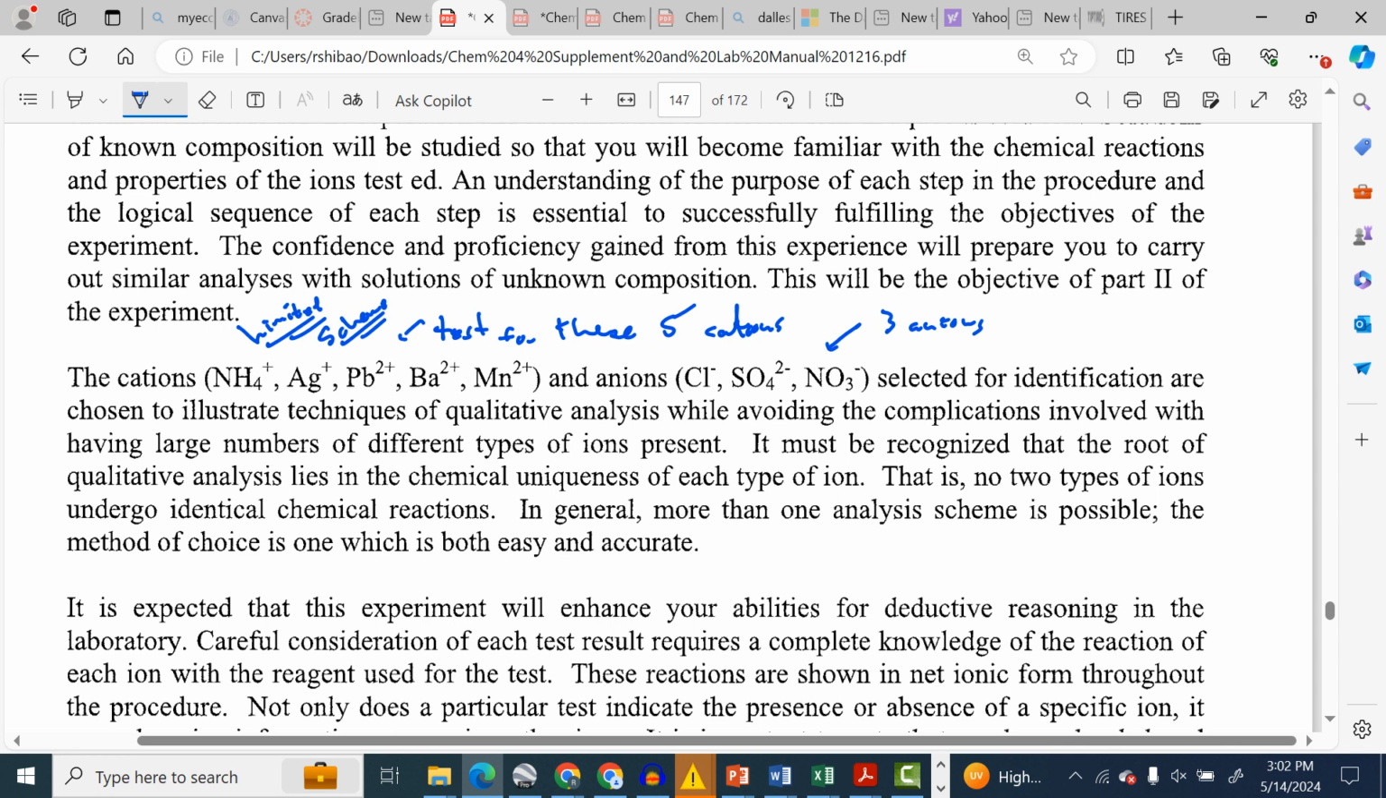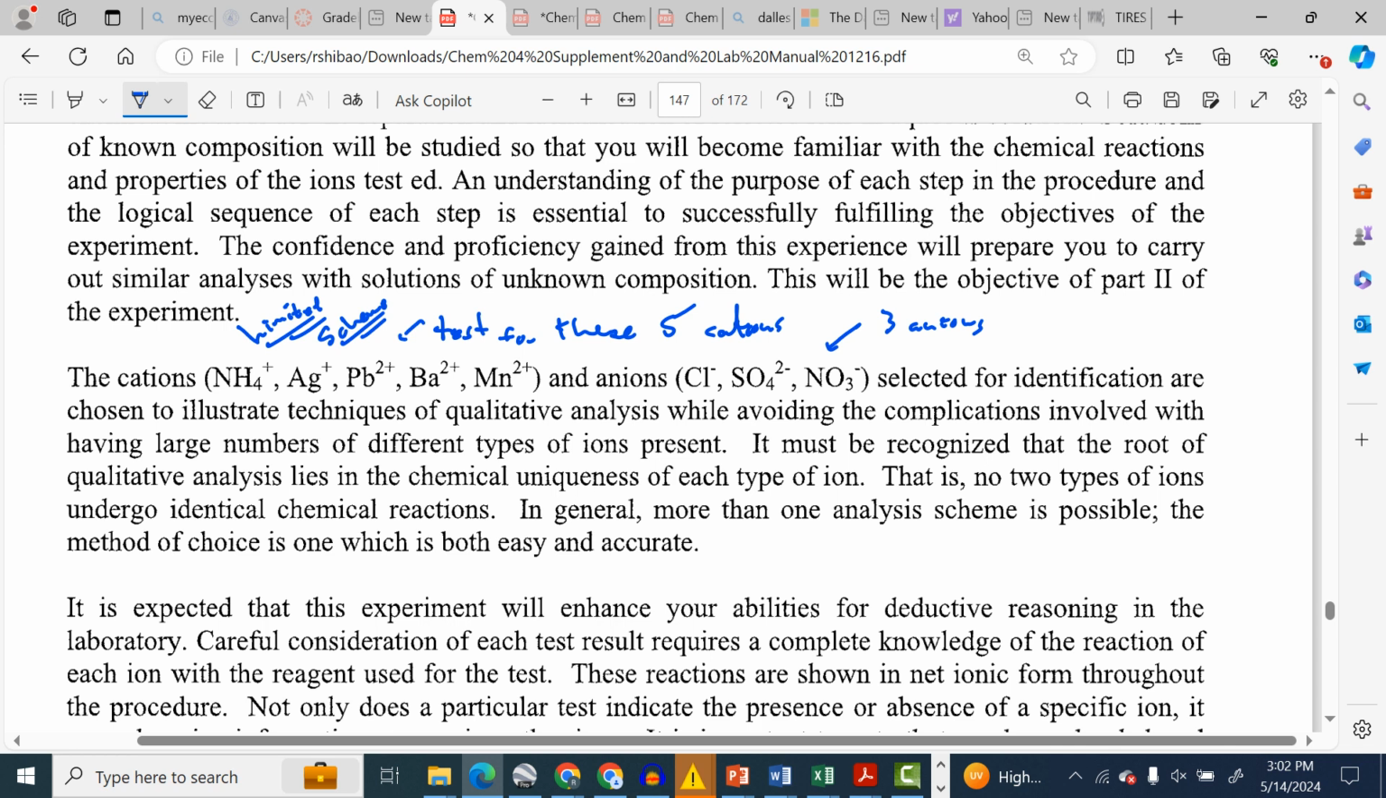And these 8 ions are 5 cations and 3 anions here. The 5 cations we're going to have are ammonium, silver ion, lead 2 ion, barium, and manganese. And the 3 anions are chloride, sulfate, and nitrate. Some of these ions we test individually. So we'll take this sample and only test for ammonium. And the anions are that way. We only test for chloride, sulfate, and nitrate. So we run separate tests for those.